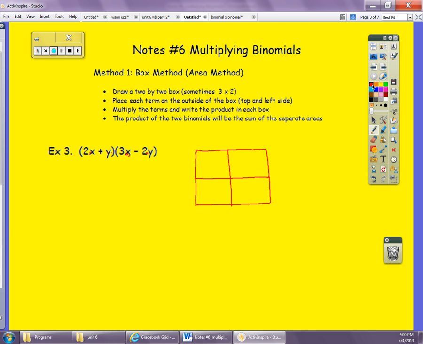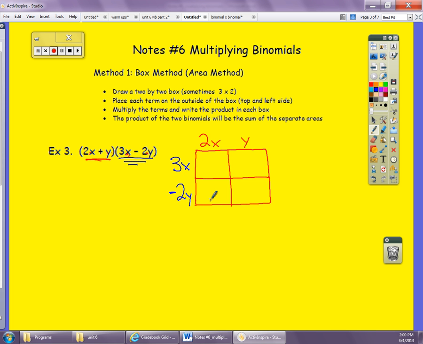And then we place this one. So I'm going to place a 2x here, and I'm going to place a y over here. And then with my second one, I place a 3x, and now this time a negative 2y. So I wrote my terms around the box.